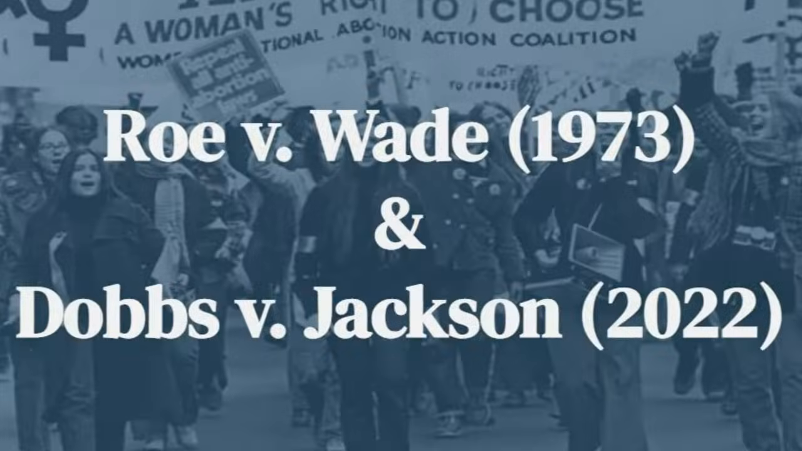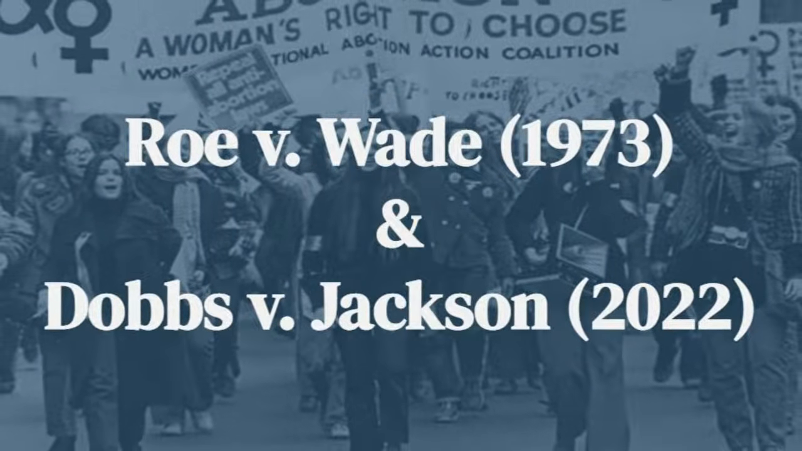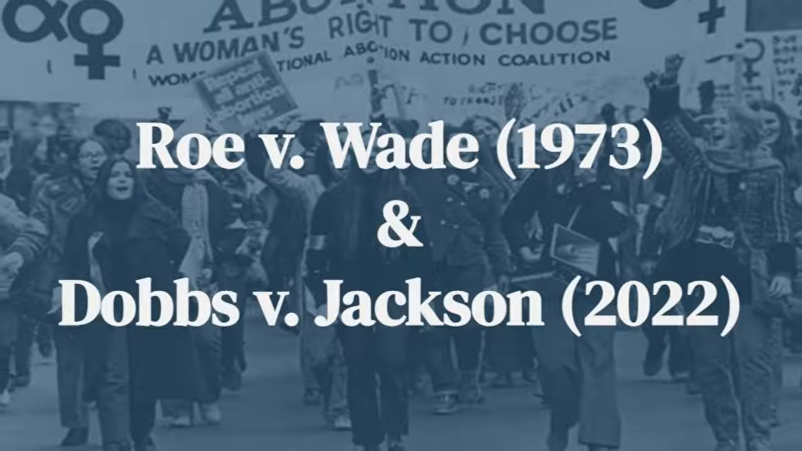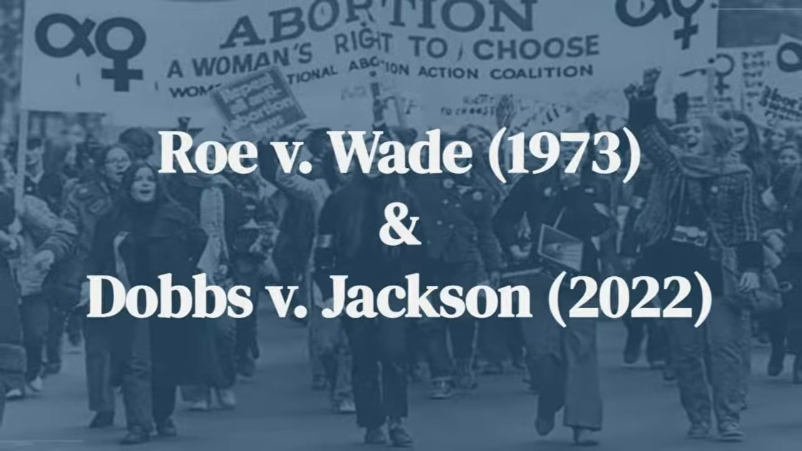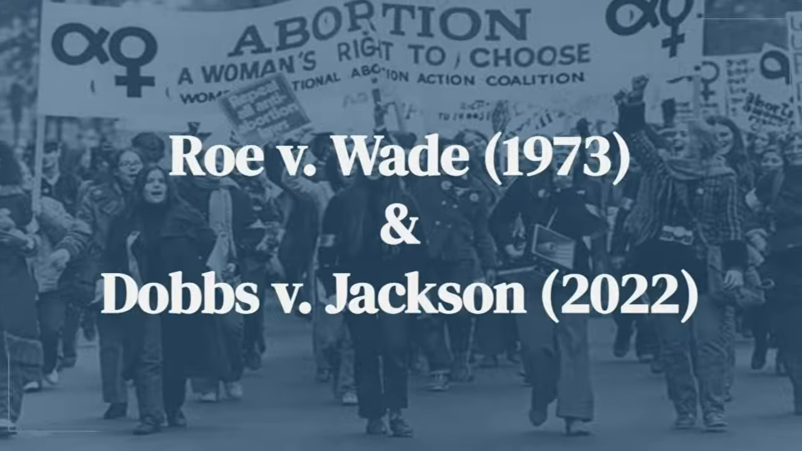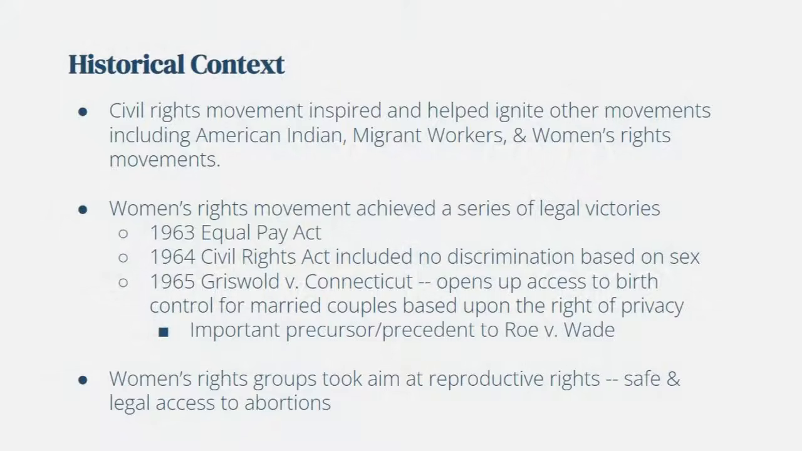In January of 1973, one of the most controversial and talked about Supreme Court cases, Roe v. Wade, was decided. And very recently in 2022, it was overruled in Dobbs v. Jackson. Let's take a look at the details of both of these cases and how they fit into their time periods.